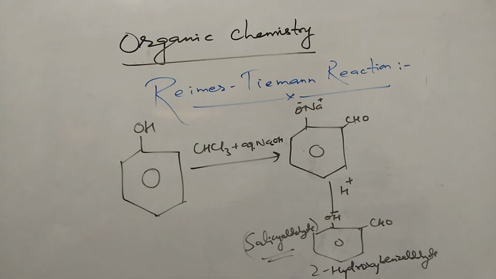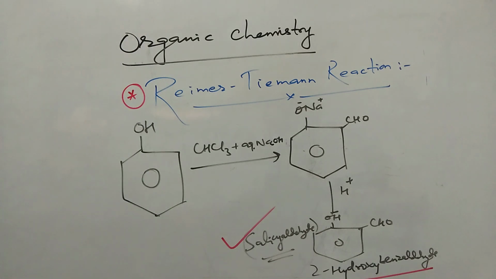Now Reimer-Tiemann reaction, one of the most important reactions from phenol. So phenol when treated with chloroform and aqueous NaOH, a CHO group is introduced at the ortho position of benzene ring. Which forms an intermediate, and ultimately in presence of acid it forms 2-hydroxybenzaldehyde. 2-hydroxybenzaldehyde is also called salicylaldehyde. So this reaction is called Reimer-Tiemann reaction.